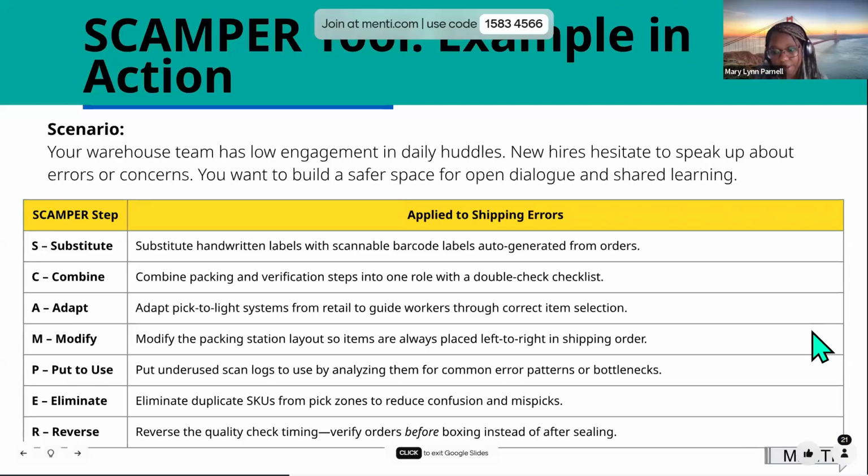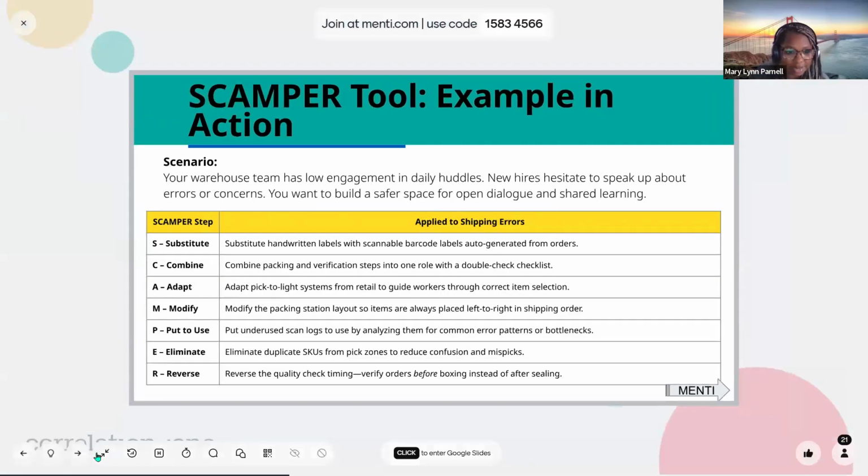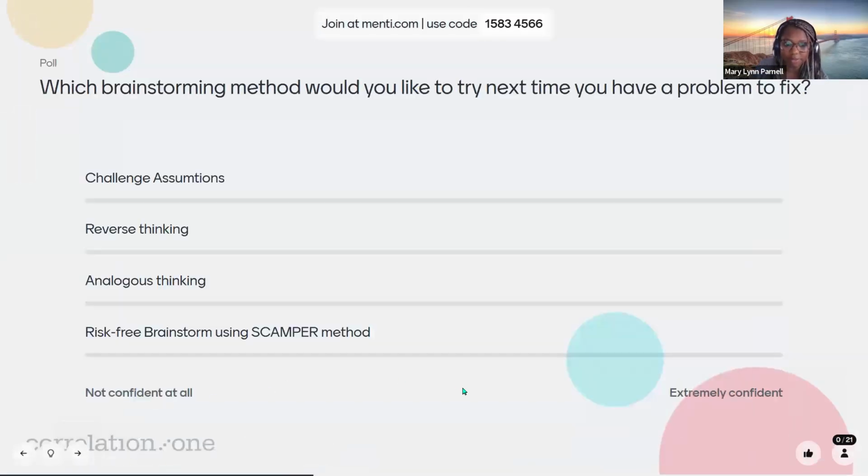So that was quite a bit, but we're going to move on to Menti now. Take a little bit of a breather, but which brainstorming method that we talked about, challenging assumptions, reverse thinking, analogous thinking, and risk-free brainstorming using the SCAMPER method, would you like to try next time you have a problem to fix?